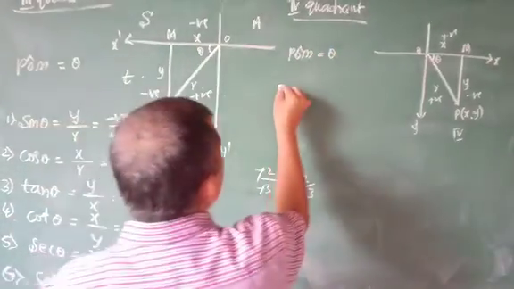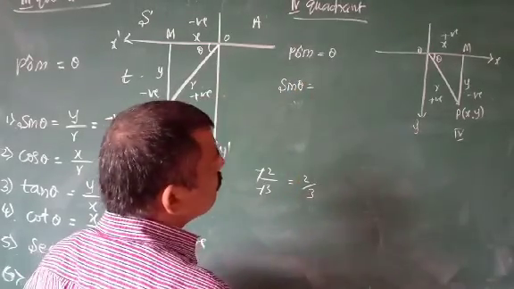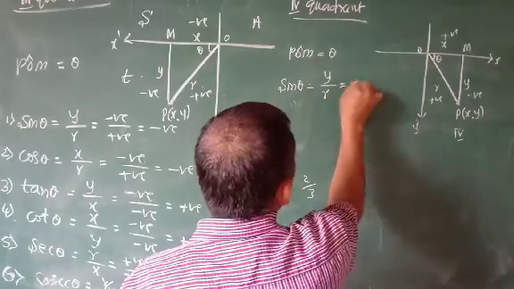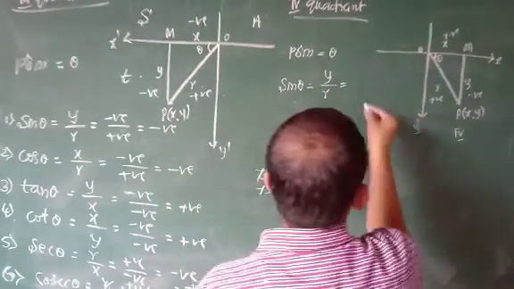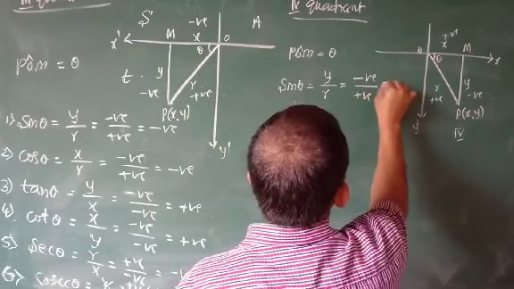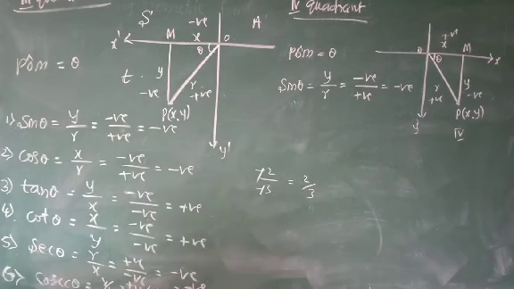Sin theta is defined as opposite side divided by hypotenuse, y divided by r. Y is negative and r is positive, so negative divided by positive is negative. In the fourth quadrant, x is positive and y is negative.